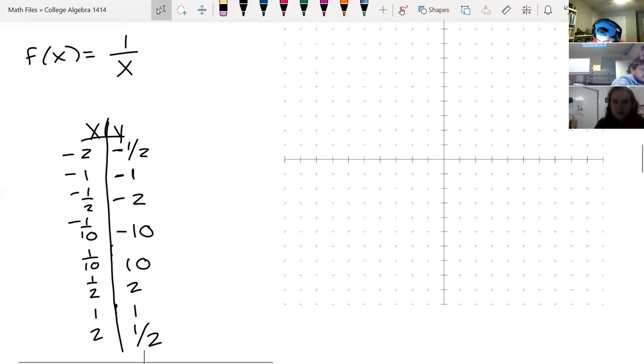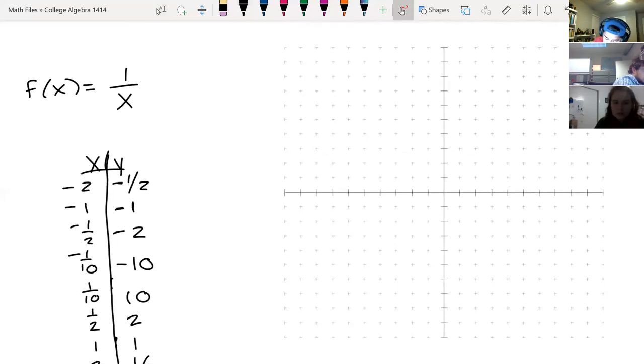All right. So let's go ahead and plot these numbers. Negative 2 and negative 1/2 would be right here. And then negative 1, 1. And then negative 1/2 and negative 2. And then negative 1/10, that's like 0.1. And negative 10 would be right here. Now, let's say I picked negative 10, it would put me somewhere very close to zero right there. So part of my graph looks like this.